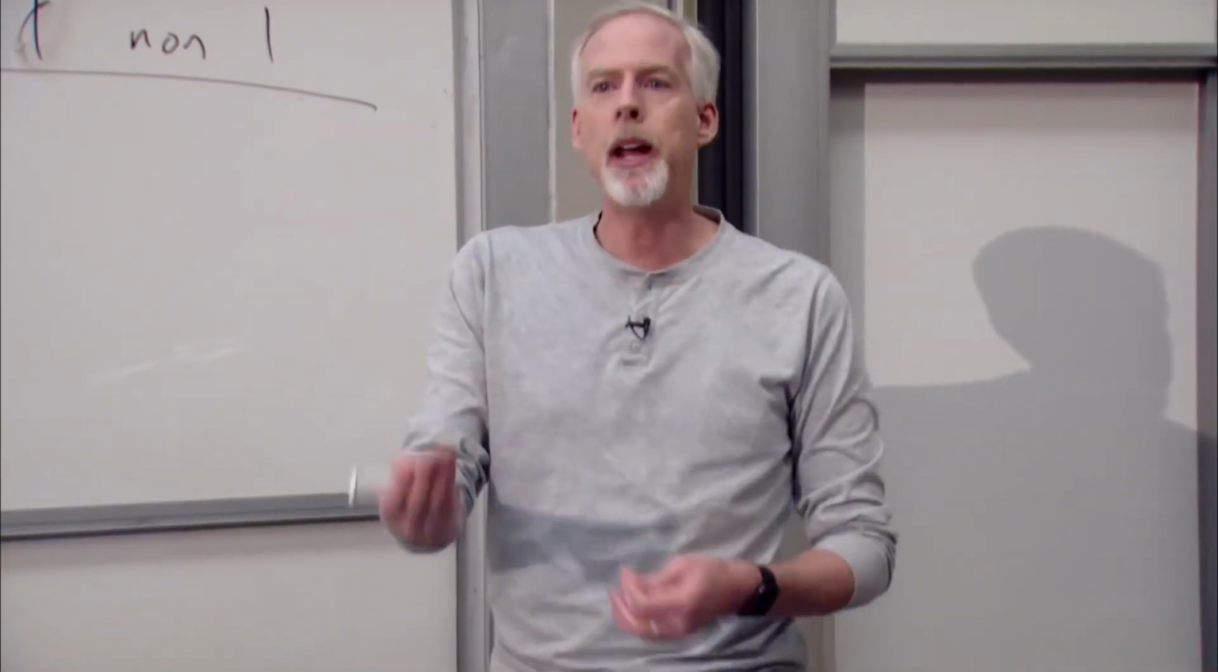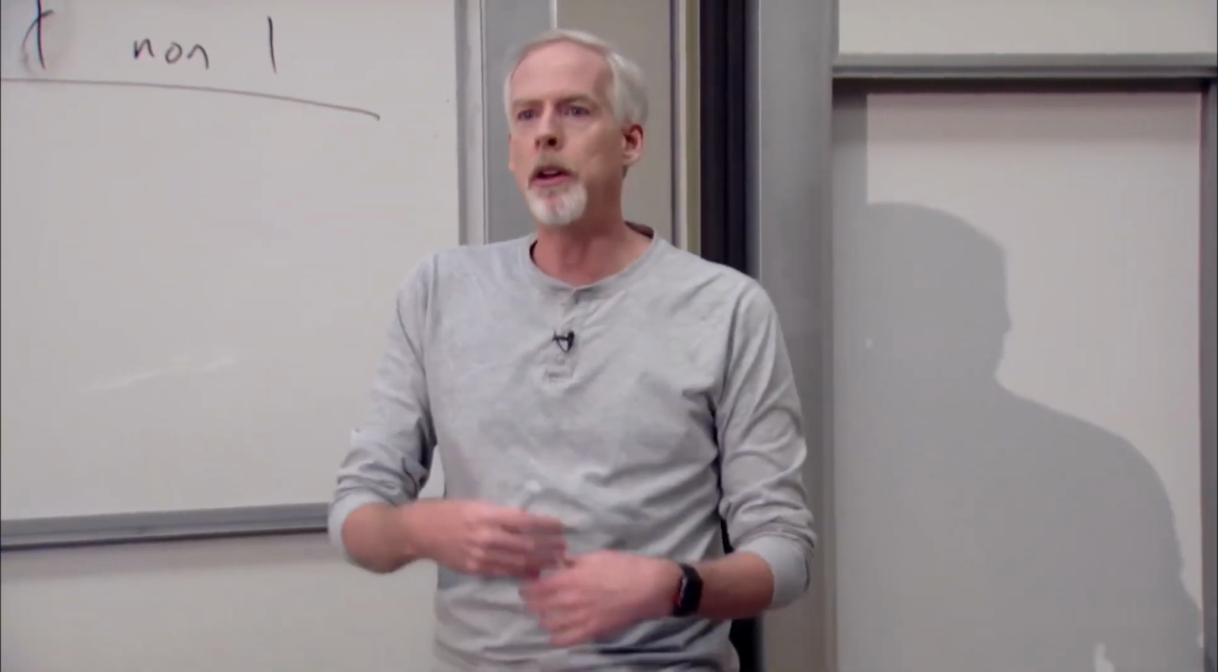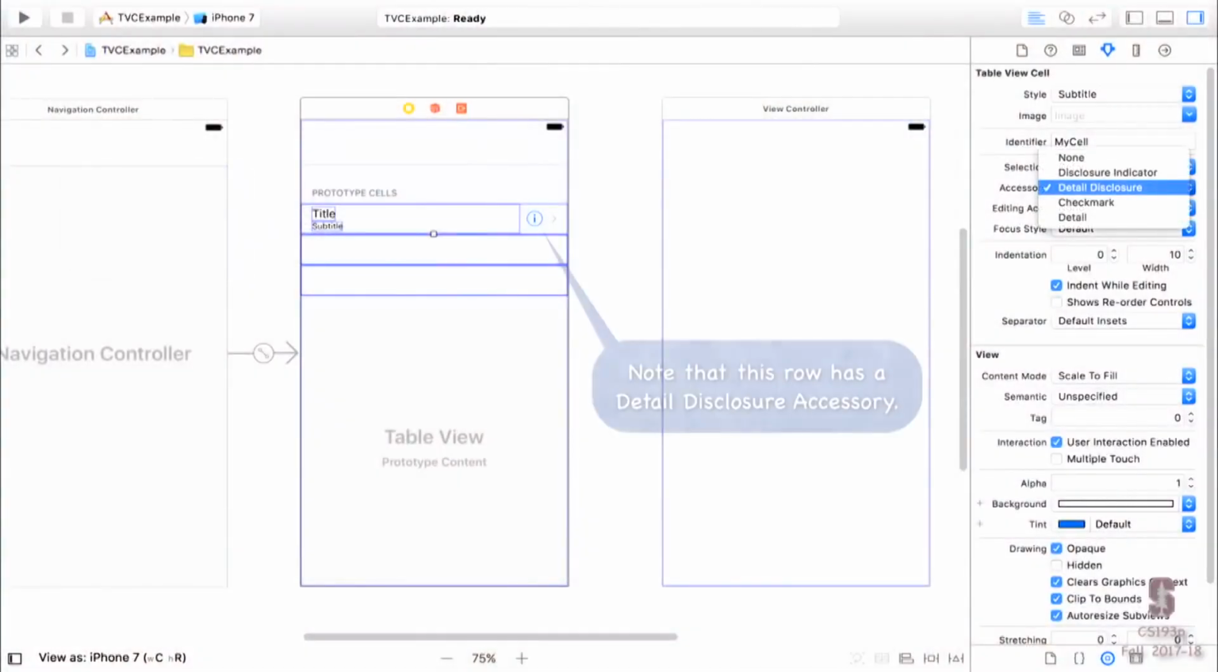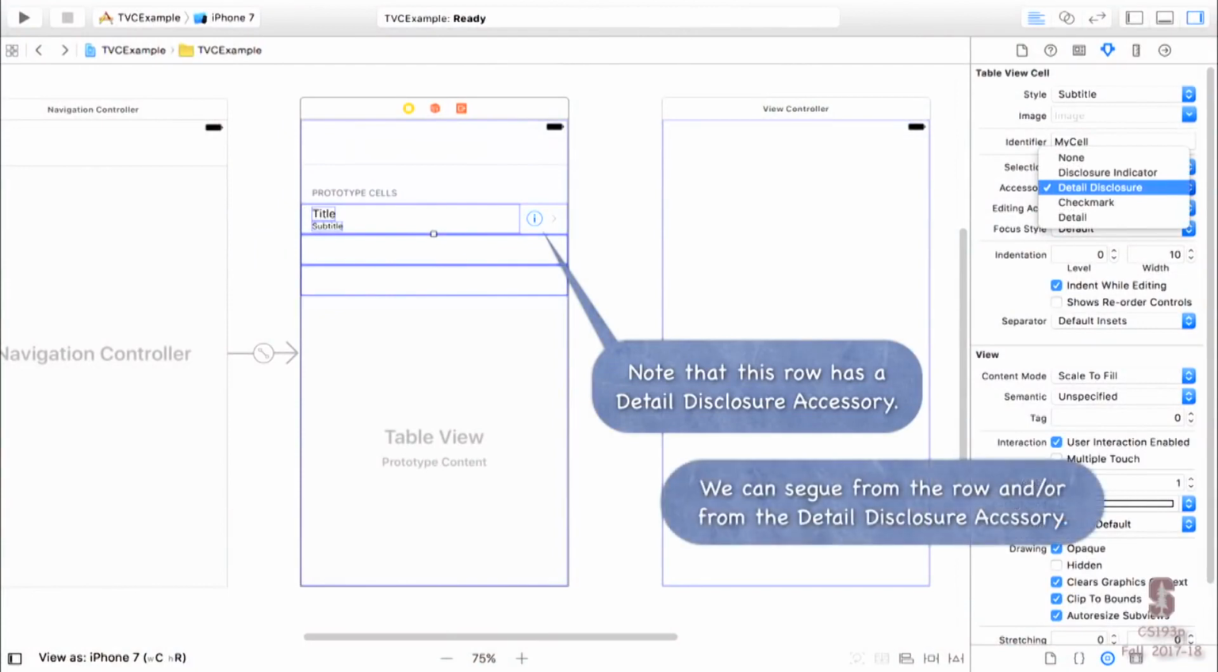All right, how about segueing from a table view? Okay, so I want to click on a row and have it segue. Well, this is exactly as straightforward as you might think until we get to prepare for segue. Okay. I also want to talk about this detail disclosure accessory.